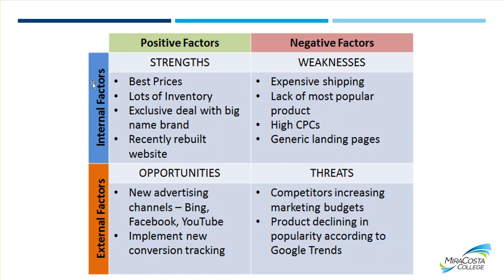Here's another one, some positive factors, strengths. And we have internal and external. So it's divided up even more. So strengths would be best prices, lots of inventory, weaknesses, expensive shipping, lack of popular products, opportunities, new advertising channels such as Bing, Facebook, and YouTube, and threats could be product declining in popularity according to Google Trends.